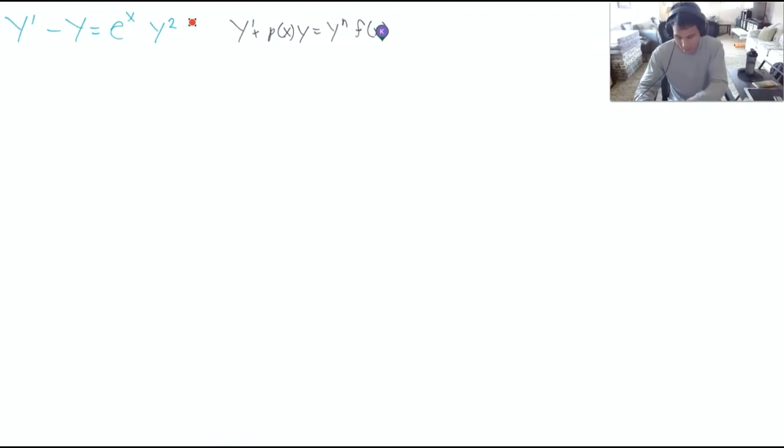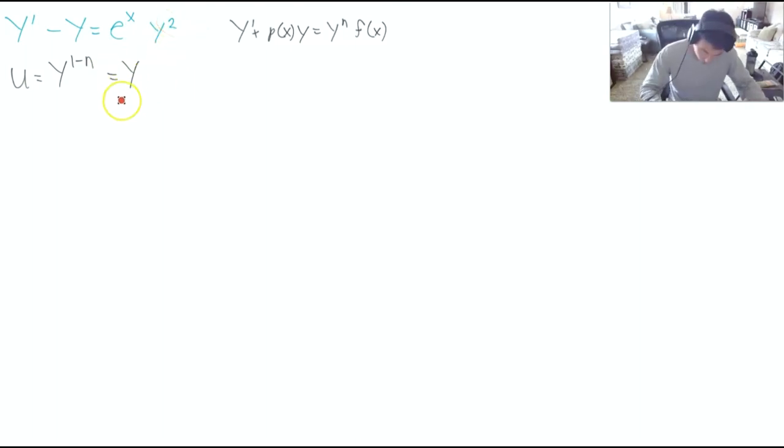So the way we can do this, the Bernoulli equation, is we make a substitution. We go u is equal to y to the 1 minus n. So in our case, this is going to be 1 minus 2, which is negative 1, so y to the negative 1, which is 1 over y. So we said that u is equal to 1 over y, and then we could also say the other way around, that y is equal to 1 over u.